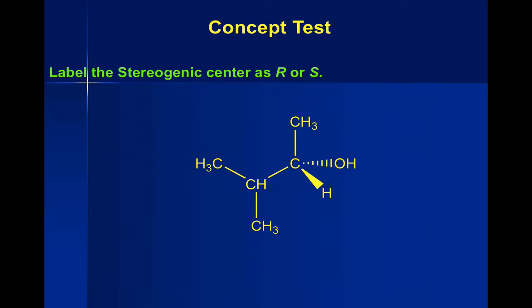That's right. So if I look at it, this only has 3 hydrogens attached to it. This has 2 carbons and a hydrogen. This is going to win. So this is going to be group 1. This is going to be group 2. This is going to be group 3. And this is going to be group 4.